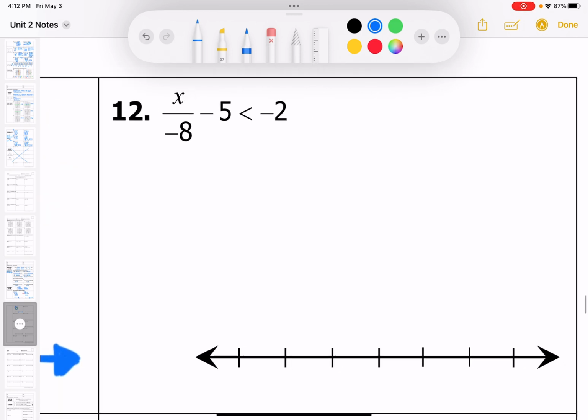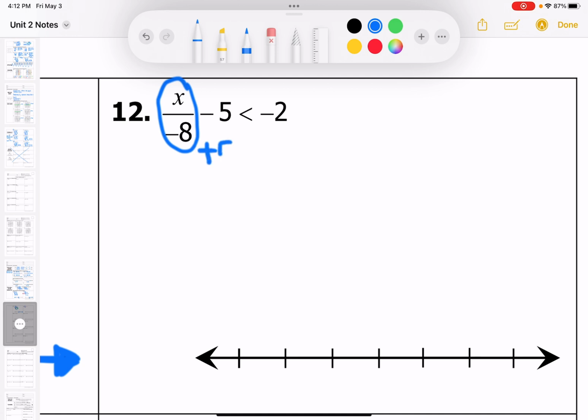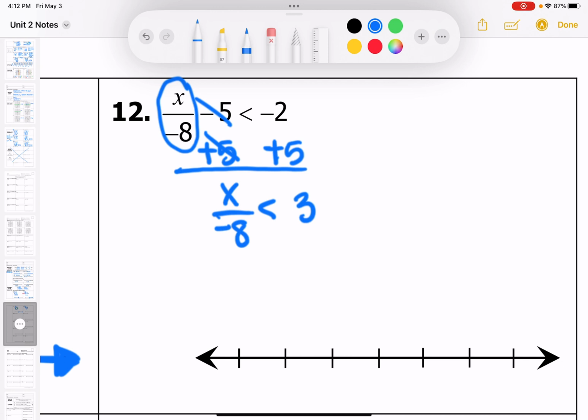All right, number 12. x over negative 8 minus 5 is less than negative 2. So first, I need to get this term by itself. So to move that negative 5 to the other side, I have to add 5. So I'm left with x over negative 8 is less than negative 2 plus 5, which is 3. Now remember, this bar means division. So in order to move that negative 8, I have to do the opposite, which is going to be multiply.